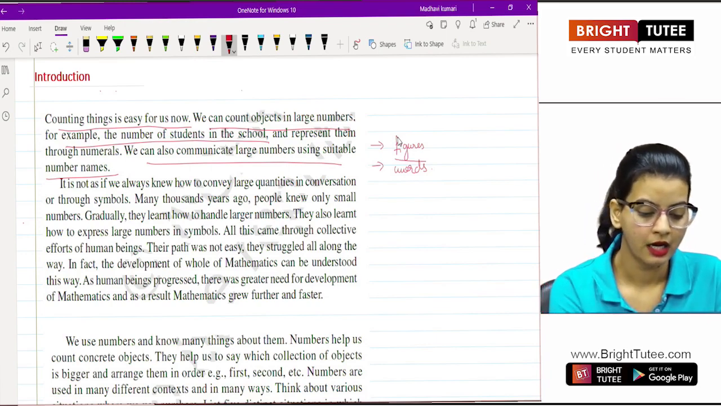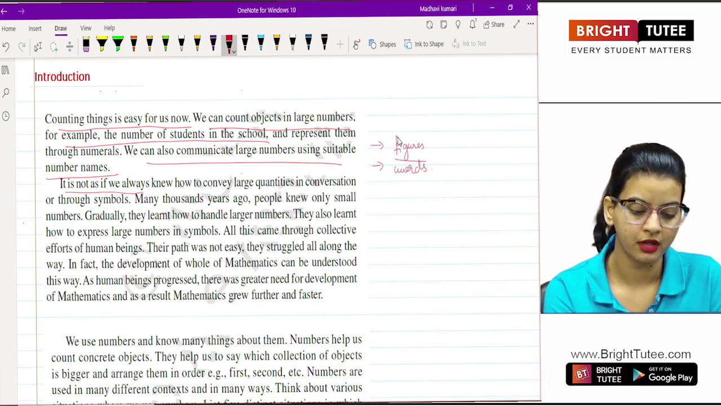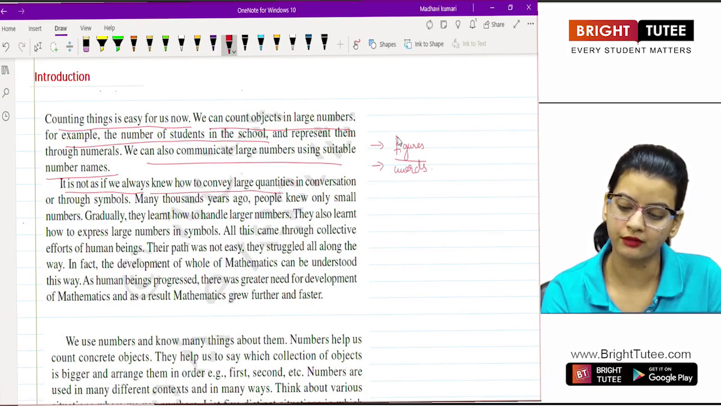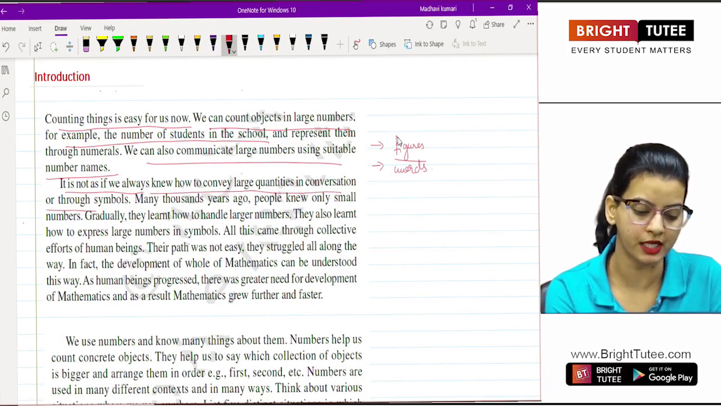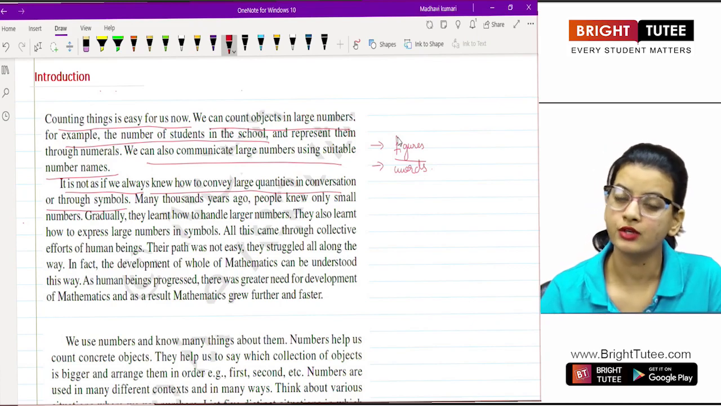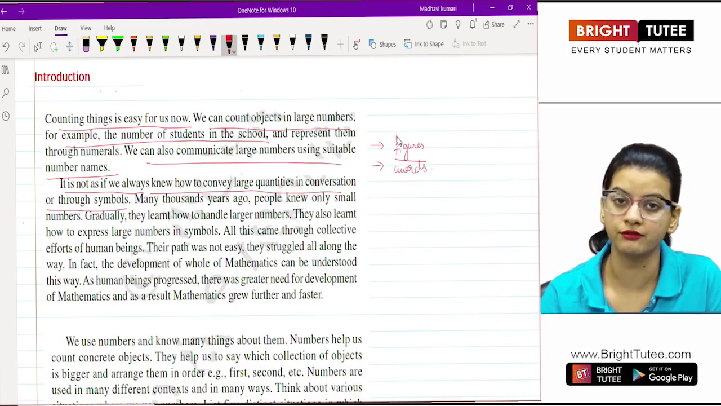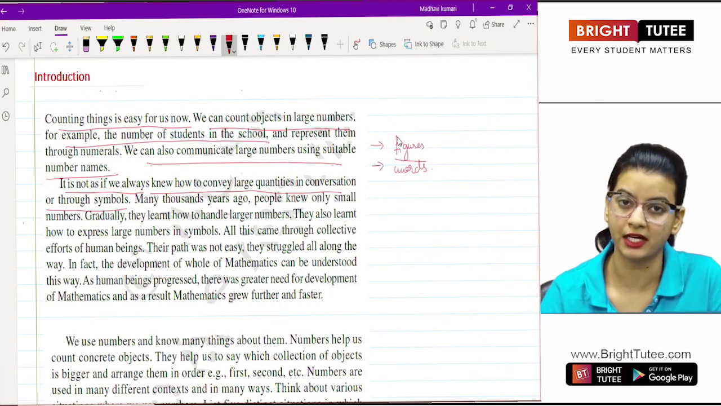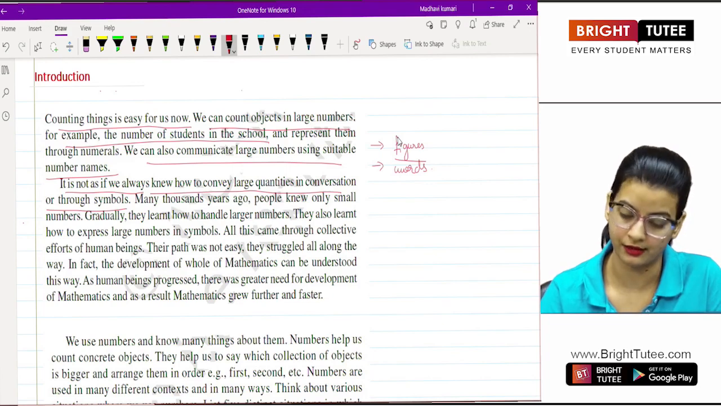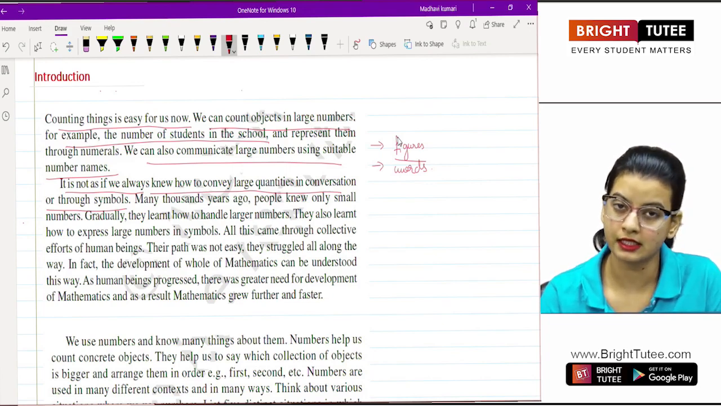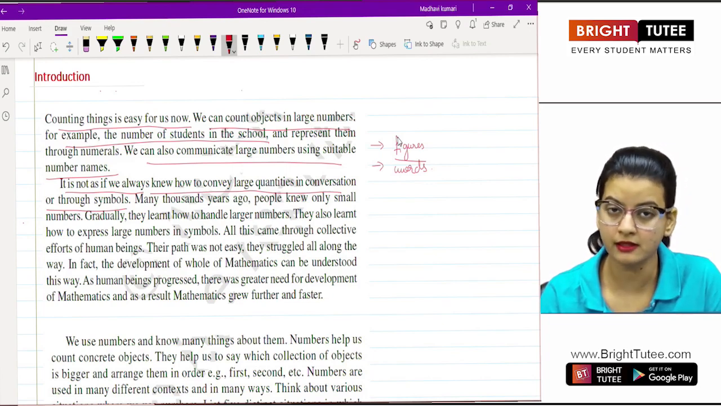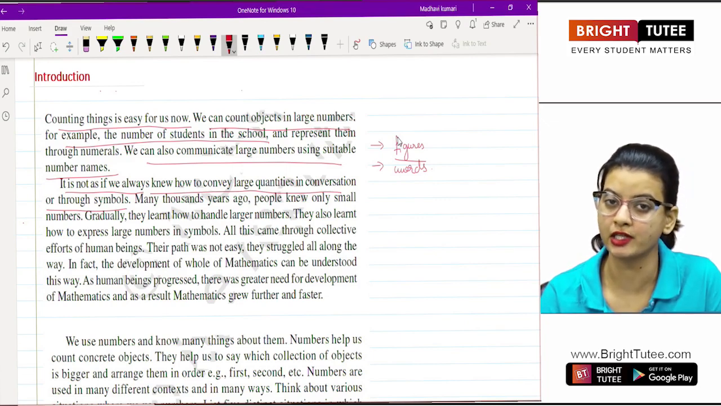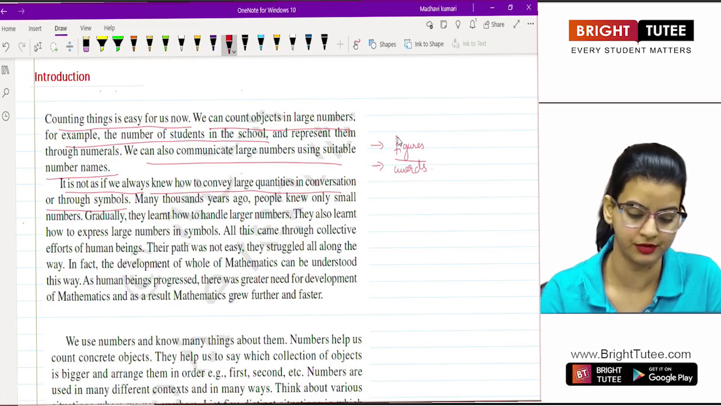It is not as if we always knew how to convey large quantities in conversation or through symbols. Earlier we didn't know how to convey large quantities through numbers, symbols, or by writing them in words. But these days, with the development of mathematics, we can write large numbers in words and also express them in figures or symbols.